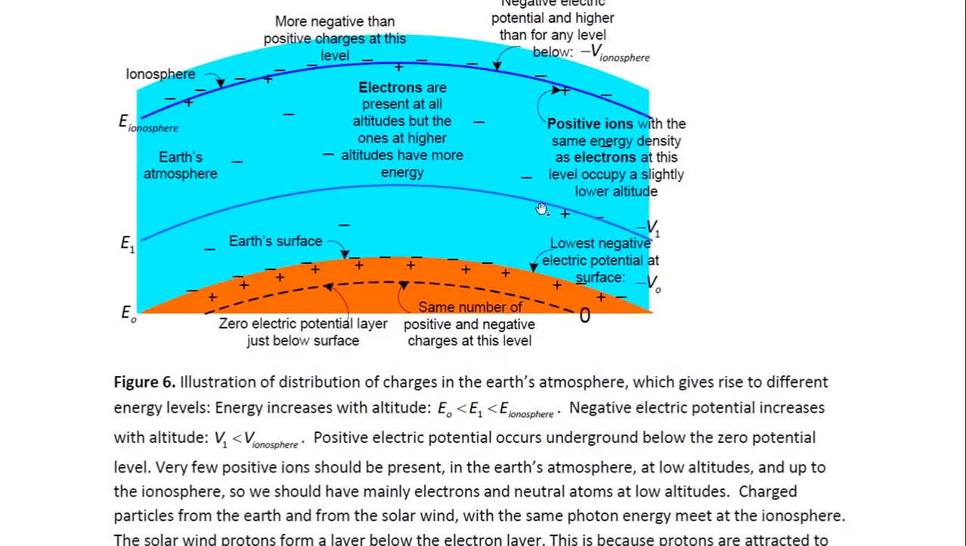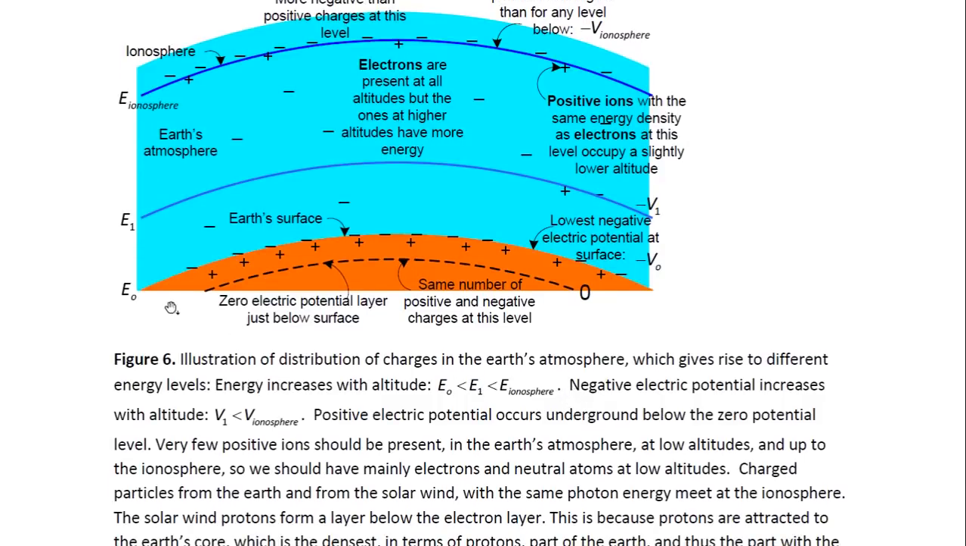Now, this is an illustration of the energy levels in the Earth's atmosphere. This would be the surface of the Earth. It is at an energy E naught, and energy goes up with altitude. So somewhere in the atmosphere, we'd have an energy level E1, and this would be the energy level associated with the ionosphere. And that will be the highest shown here. And so as we move up, the energy increases.